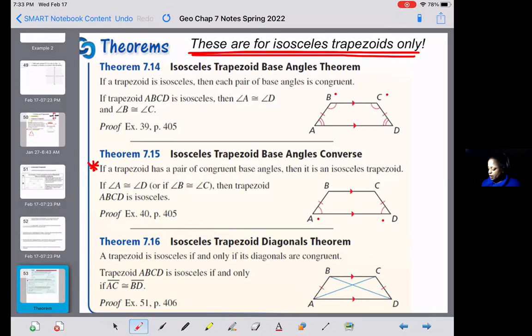All right, the other one is a trapezoid is isosceles if and only if its diagonals are congruent. So the two main things to remember in an isosceles trapezoid are diagonals are congruent and each pair of base angles is congruent. You might see that middle theorem, but we're going to concentrate mostly on the top and the bottom theorems. Remember, these are for isosceles trapezoids only, both of these.